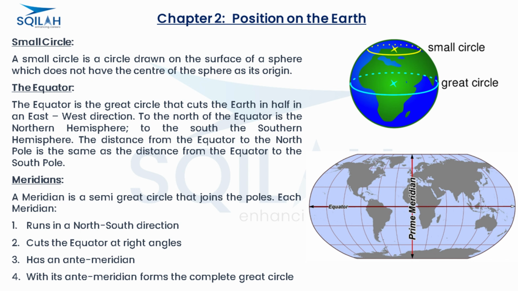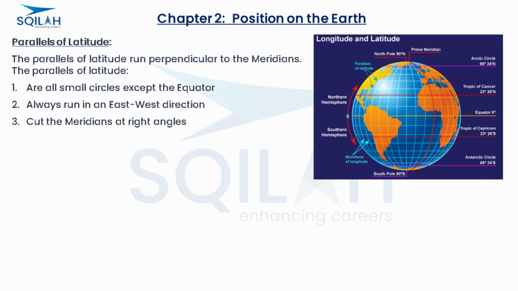Meridians. A meridian is a semi-great circle that joins the poles. Each meridian runs in a north-south direction, cuts the equator at right angles, and has an antimeridian. A meridian with its antimeridian forms the complete great circle. Parallels of latitude. The parallels of latitude run perpendicular to the meridians. The parallels of latitude are all small circles except the equator. They always run in an east-west direction and cut the meridians at right angles.